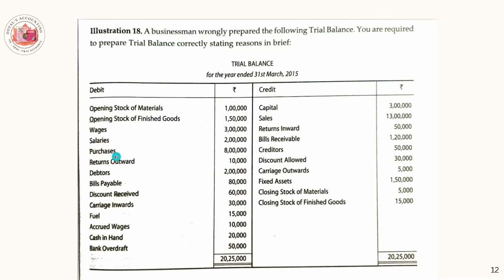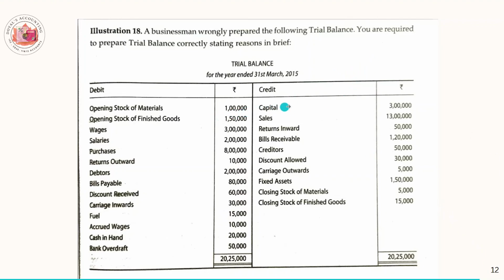We have wages, salaries, purchases. Return outwards. So what are returns outwards? They're nothing but purchase returns, and purchase returns have credit balances. Next, debtors are on the correct side. Bills payable, debit balance, no. Bills payable is like a liability for the company, so that will be shown on the credit side. Discount received is not a debit balance, it will be a credit balance because it is a gain. Carriage inwards, right, fuel, wages, cash in hand. Bank overdraft is a liability, so it will come on the credit side. There are a lot of errors over here.